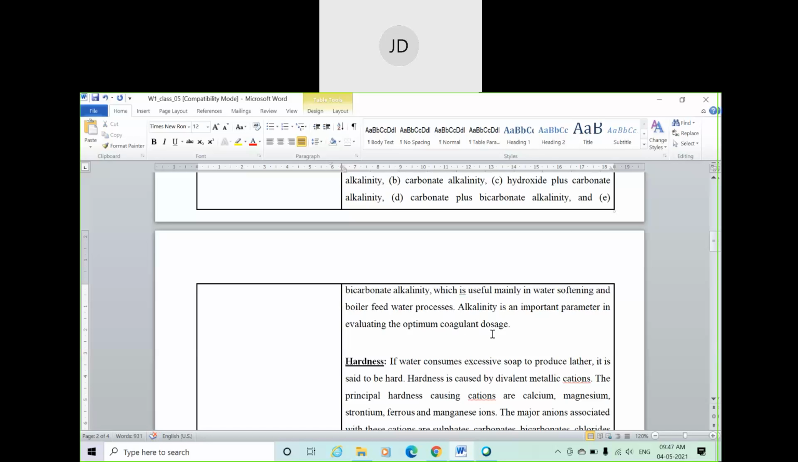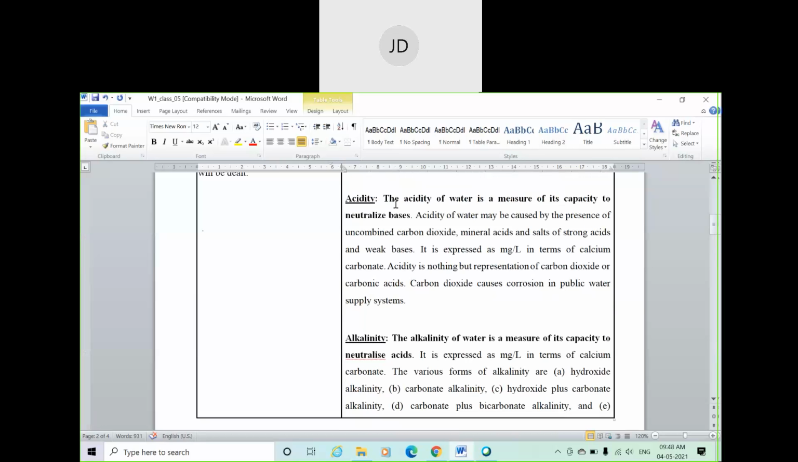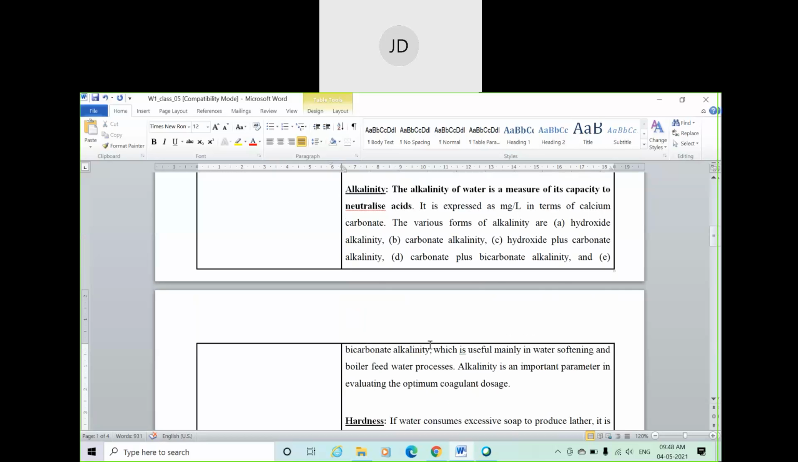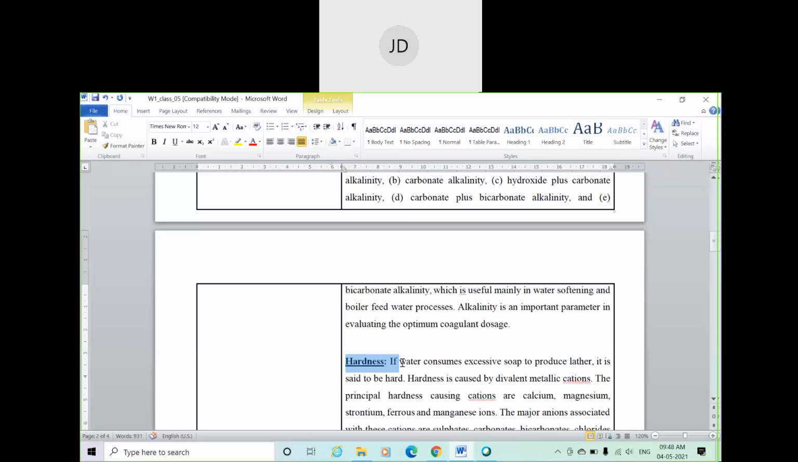So you can use aluminum sulfate, then copperas, or chlorinated copperas, or sodium aluminate. All these things are used as coagulants for treatment of water. So what is the amount of coagulant that can be used? It depends on the alkalinity of the water present in a particular water sample. So this is all about your acidity and alkalinity. It's also related to your hardness.